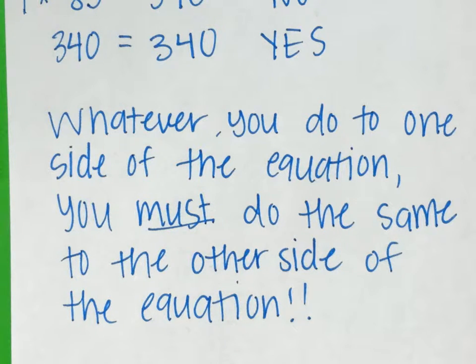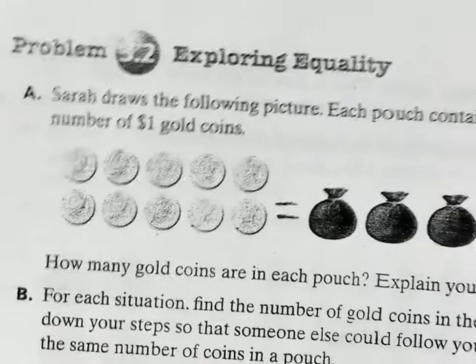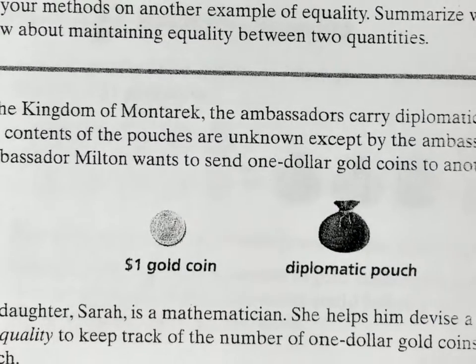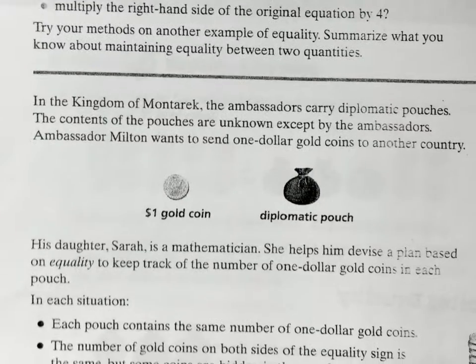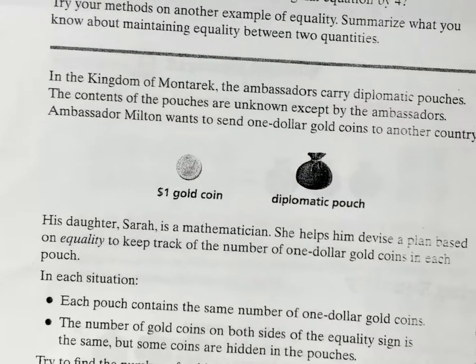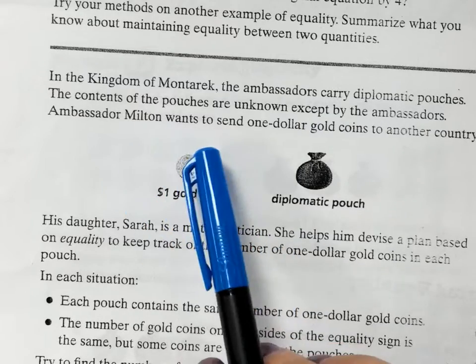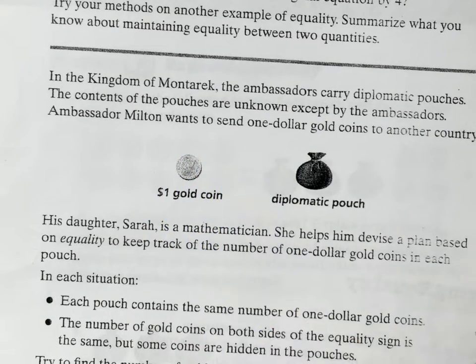All right. So get your packet out now. So as you can see on the front of your packet, it has a bunch of pictures of coins and pouches. Before we start, there's a little story that goes along with our coins and our pouches. So, guys, in the kingdom of Monteric, the ambassadors carry diplomatic pouches. The contents of the pouches are unknown except by the ambassadors.